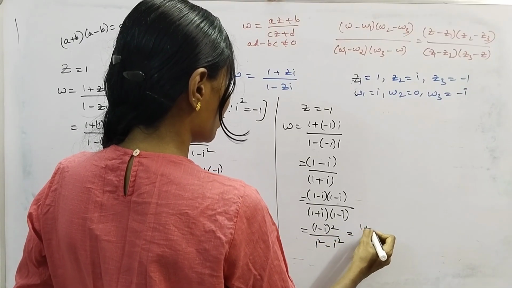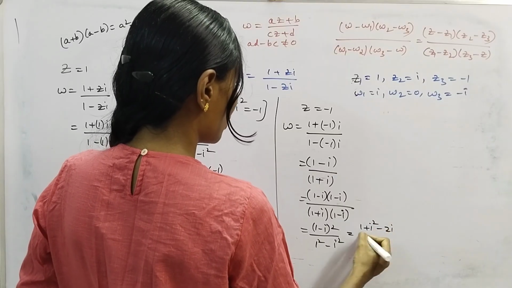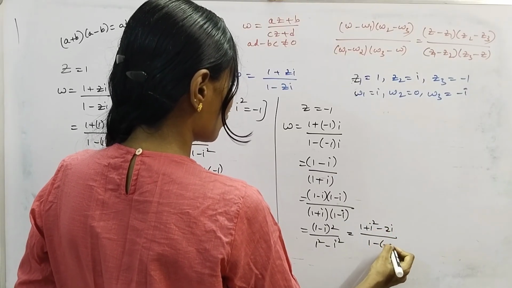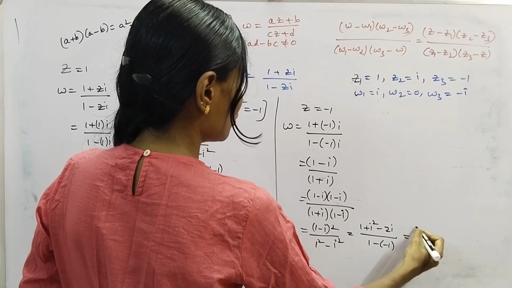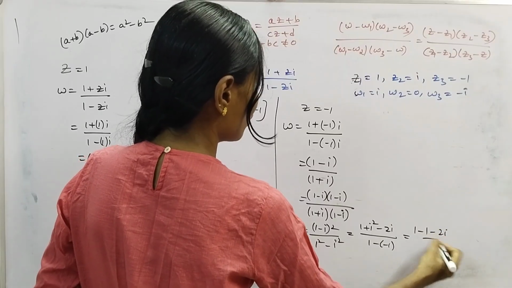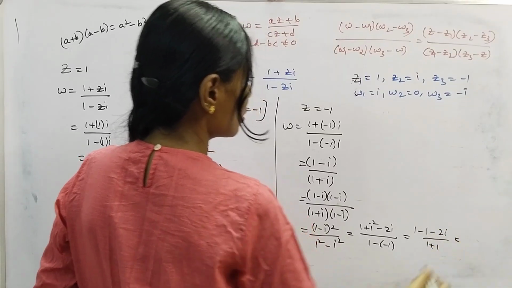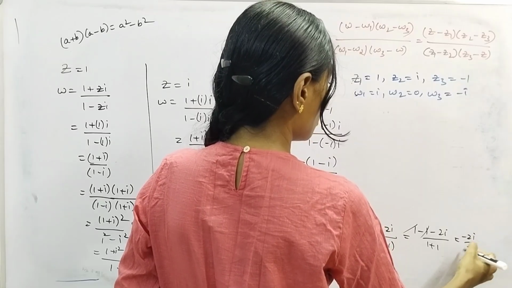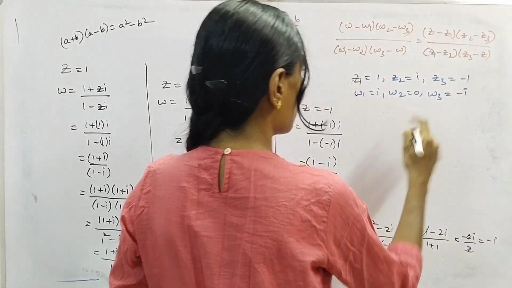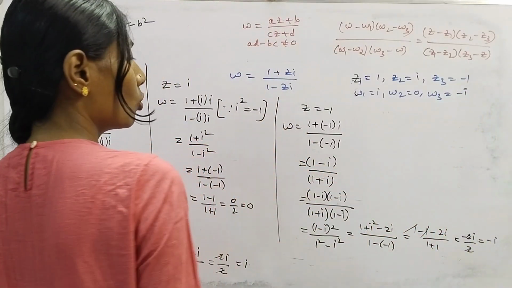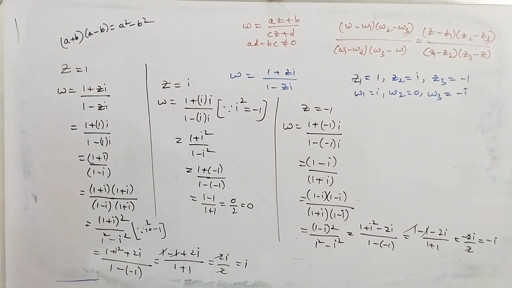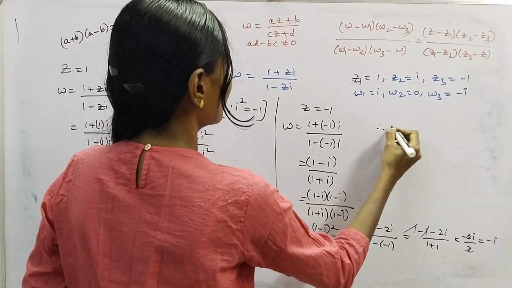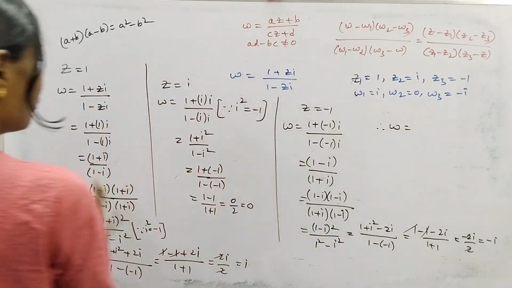This equals 1 plus i square minus 2i by 1 minus of minus 1, equal to 1 minus 1 minus 2i by 1 plus 1, which is equal to, cancel this plus 1 minus 1, you'll get minus 2i by 2, which gives us minus i. So when z equal to minus 1, omega equal to minus i. Okay, therefore we have done the verification, right?